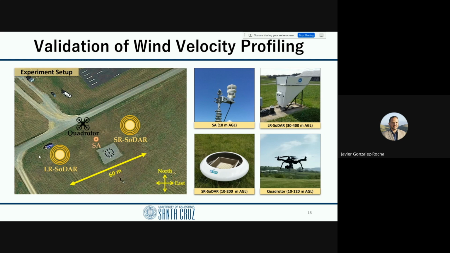After characterizing the different models, I conducted field experiments again to benchmark this framework against conventional remote sensing technology. We had a sonic anemometer, a long range SODAR that can go from 30 meters to 400 meters, and a short range SODAR, which goes from 10 meters to 200 meters, and of course the aircraft. Just to get an idea, the SODARs were about 60 meters apart. The sonic anemometer was right in between, and then the aircraft was off to the side.